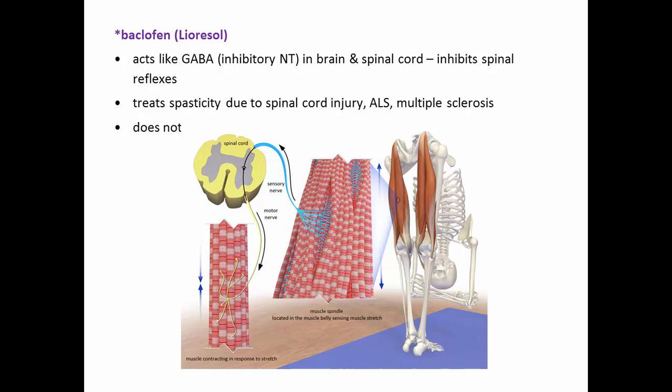Baclofen acts like an inhibitory neurotransmitter, GABA, and it works in the brain and the spinal cord, and it inhibits those spinal reflexes. And if you remember from physiology, it's those spinal reflexes that create muscle tone. And in people that have spastic muscles, they have these exaggerated spinal reflexes. So this inhibits those spinal reflexes and therefore reduces muscle tone. So people with spinal cord injury, ALS, multiple sclerosis may use this to decrease that muscle spasticity.